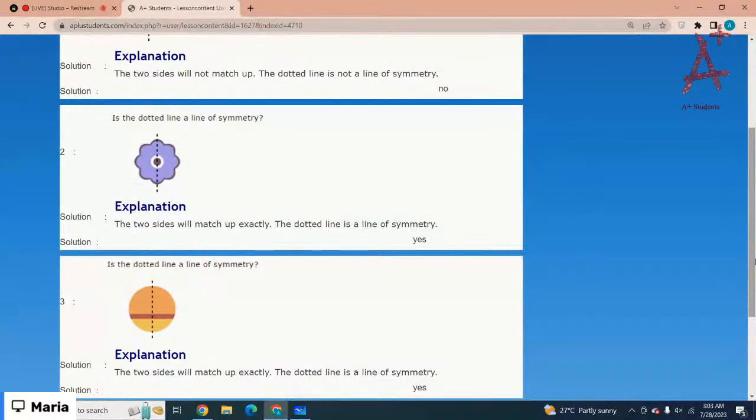Now look at the next one. Is the dotted line a line of symmetry? Yes, it is a line of symmetry. If you fold the image along the dotted line, the two sides will match up. So that would be the line of symmetry, right? Let's start with the practice questions.